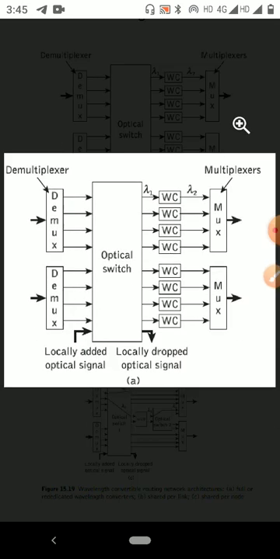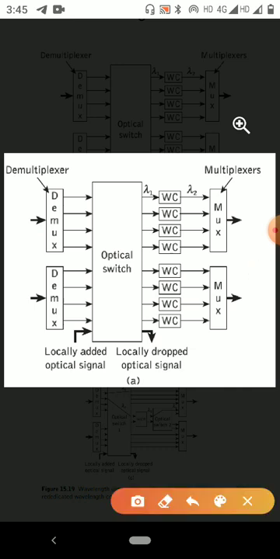Full wavelength conversion, where each network link utilizes a dedicated wavelength converter. All the wavelength channels at the output port of the optical switch will be converted into their component wavelength channel by the appropriate wavelength converter, that is WC. For example, the topmost wavelength converter changes incoming lambda 1 into lambda 2, which is then connected to a multiplexer.